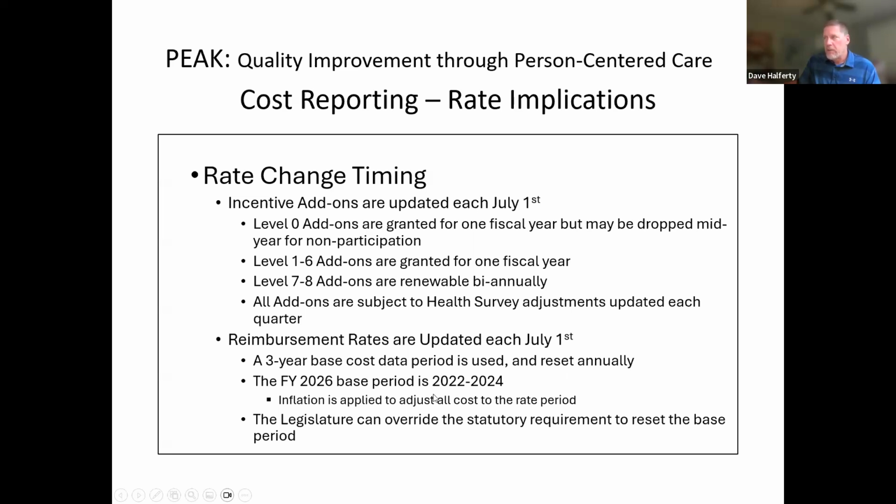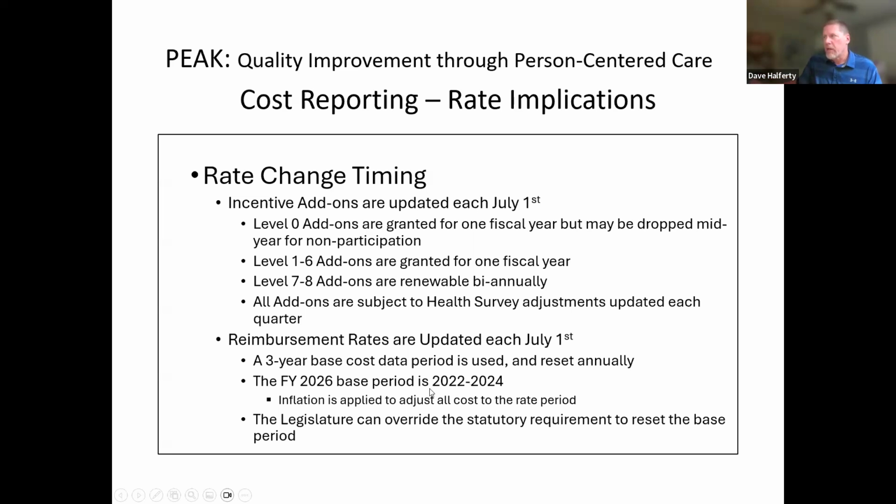For this fiscal year, that base period is 2022 to 2024. So any costs that were incurred in that period, 2022, 2023, or 2024, are going to be reflected in the rate calculation that we do. There's some exceptions to that. Providers that have gone through a change of ownership or new providers may not have cost data for that whole period. So there are rules that help guide us through that. But in general, that's the case for most providers. It's cost data from 2022 through 2024.